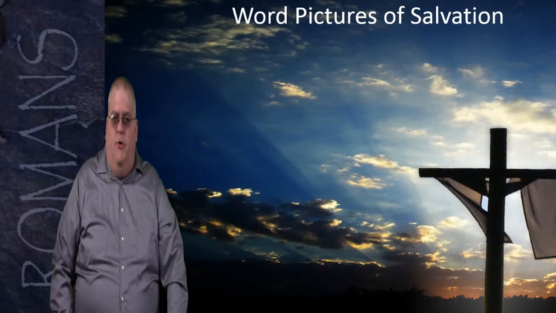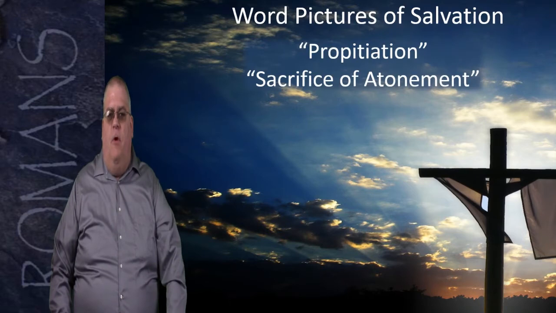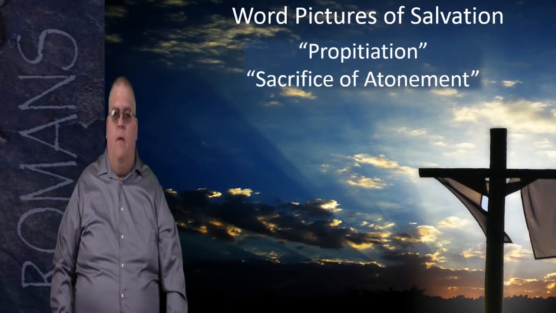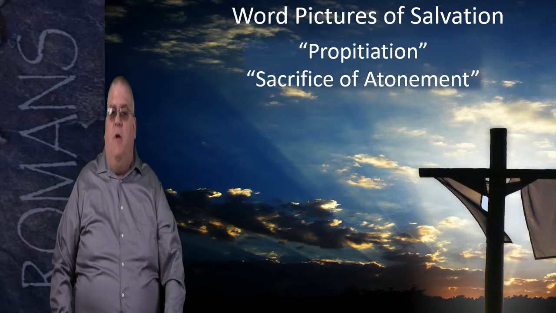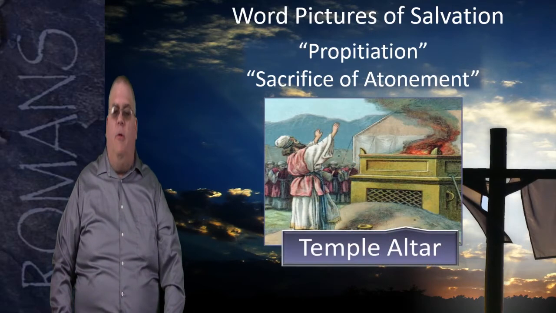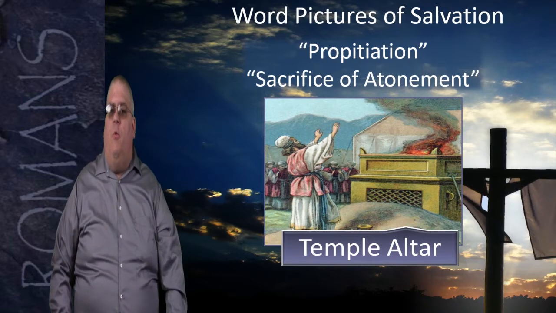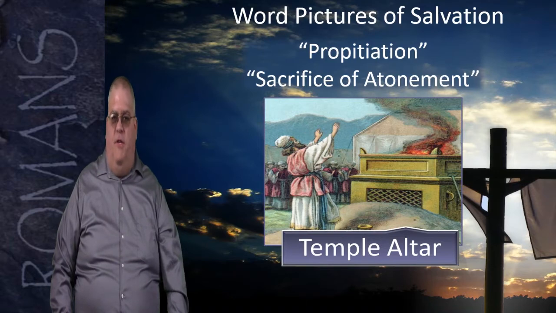Then the next word picture is propitiation, which is sometimes translated sacrifice of atonement. The idea of propitiation comes from the context of a temple altar. Now, in that day, everyone was familiar with sacrifice at a temple. The Jews still made sacrifices to God in the temple at Jerusalem, and the Greeks and Romans had many gods and many temples to their gods.